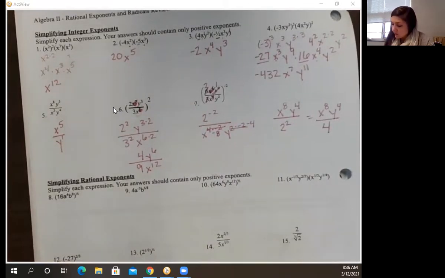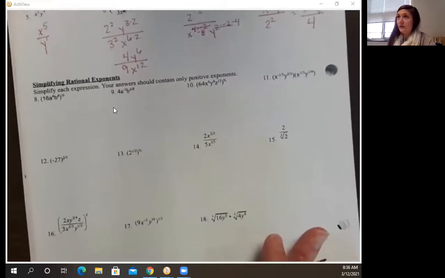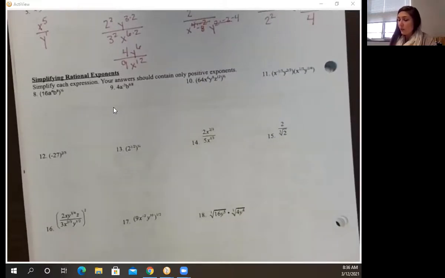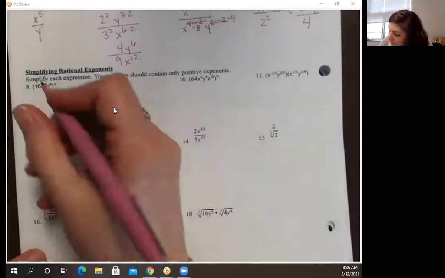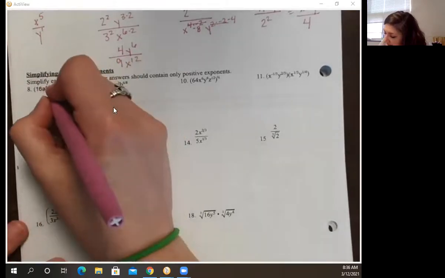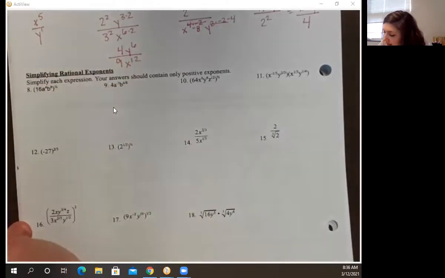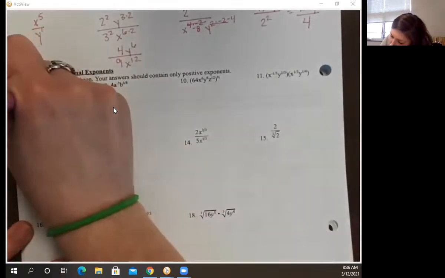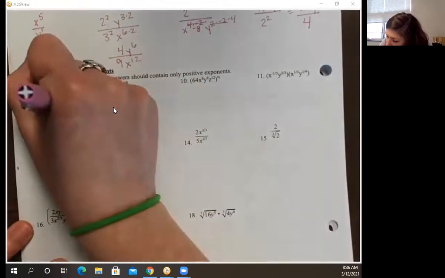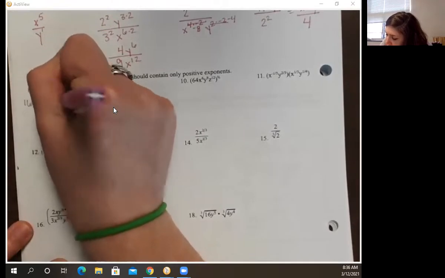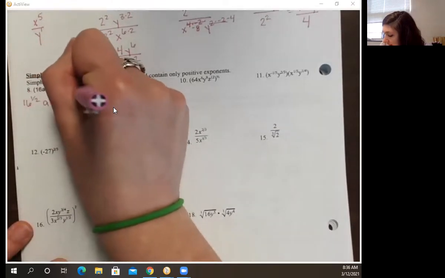Now let's talk about some rational exponents. So simplifying again, but this time with rational exponents, not just integer exponents. Same exponent rules apply. So if I look at number 8, I've got something in parentheses with an exponent outside. So I'm going to distribute that to every term inside. So this would be 16 to the 1/2 power, a to the 4 times 1/2, and b to the 8 times 1/2.